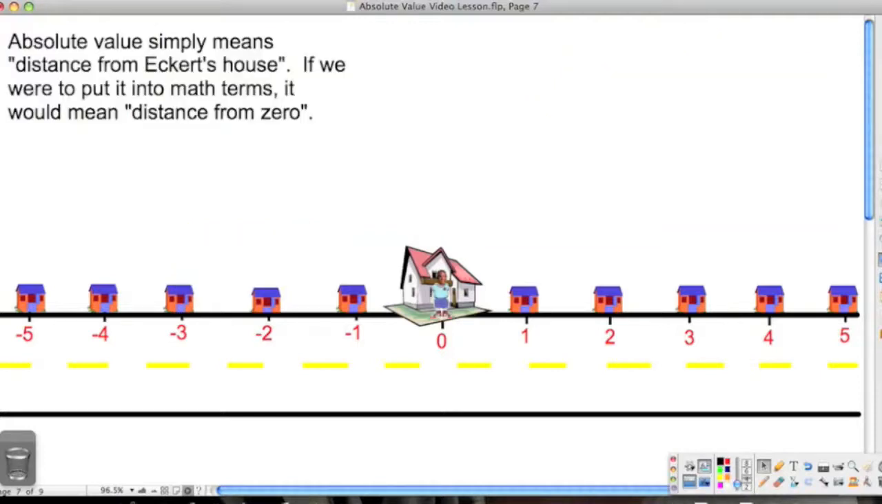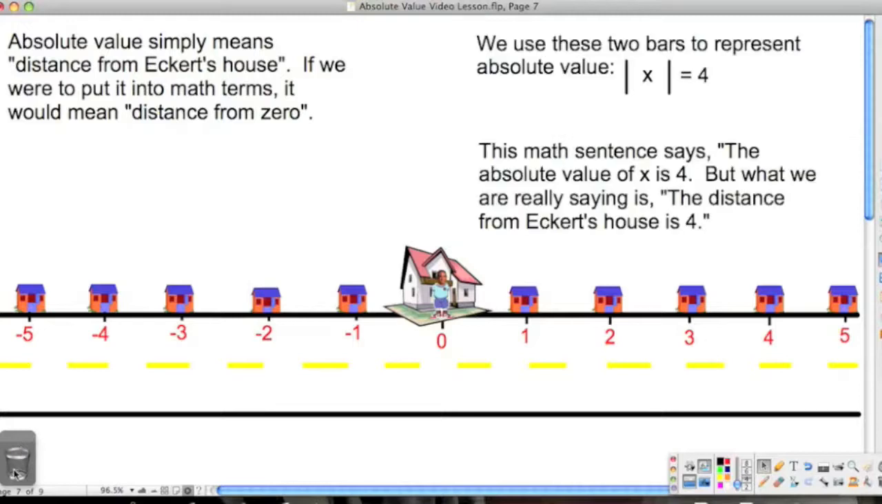Like I told you earlier, absolute value is super easy. Absolute value simply means the distance from Eckert's house. In math terms, we would say the distance from 0, because that's where my house is. We use those 2 bars to represent absolute value. The math sentence right now says the absolute value of x is 4. But what we are really saying is the distance from Eckert's house is 4.